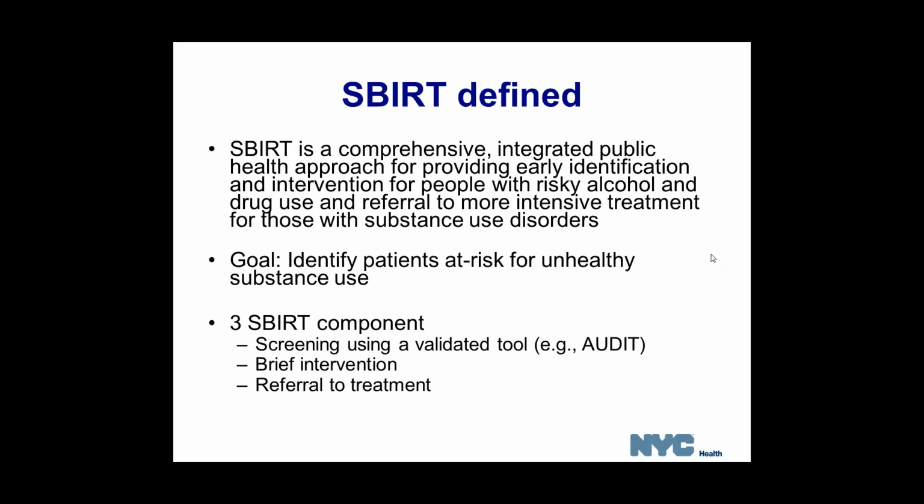Now to talk a little bit about what SBIRT is. It's an evidence-based approach to address risky alcohol and substance use through universal screening. The goal is to identify patients that are at risk for unhealthy substance use, or in other words, the focus here is really less on patients who have a diagnosable disorder and more on those patients who are at risk for developing one. SBIRT has 3 main components: screening using a validated screening tool such as the AUDIT, the brief intervention, which is essentially a short conversation about the patient's screening score with a plan for follow-up, and referral to treatment when indicated.